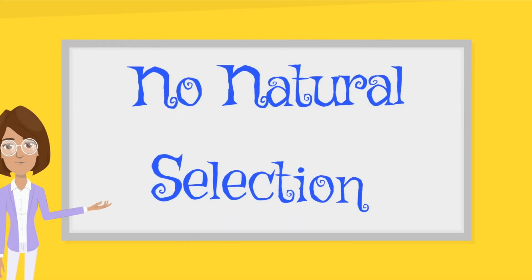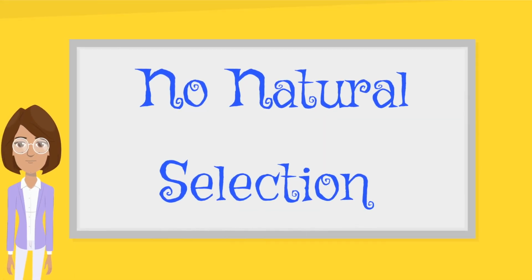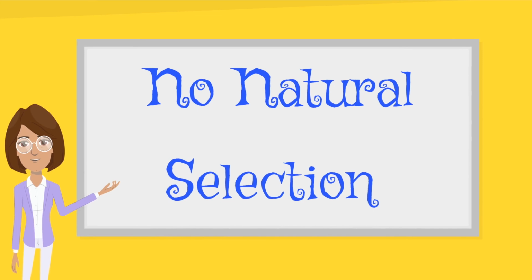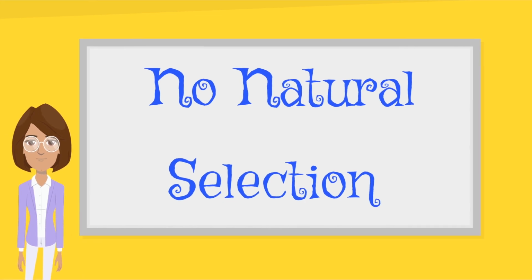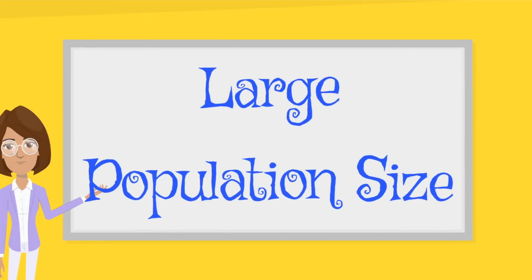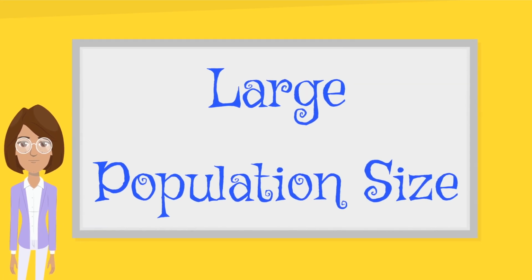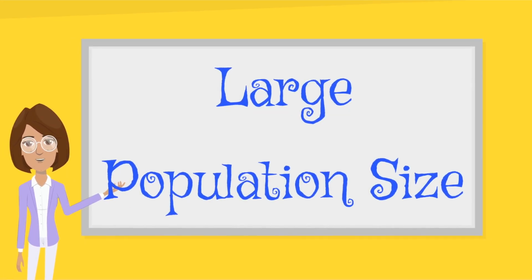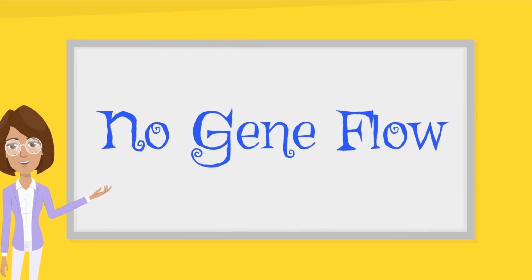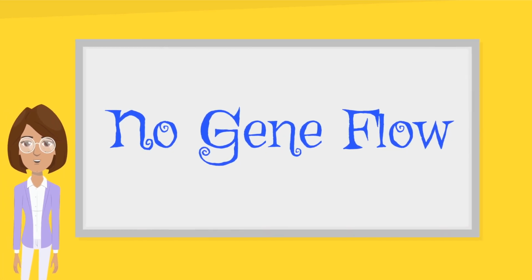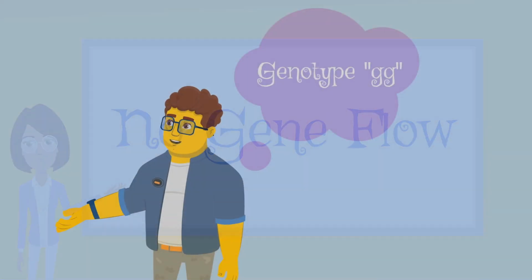No natural selection. All traits must be equally likely to survive and reproduce, so one genotype doesn't become more common than another. Large population size. The population must be large to minimize random changes in gene frequencies. No gene flow. New genes from other populations shouldn't mix in, meaning no new individuals enter or leave.